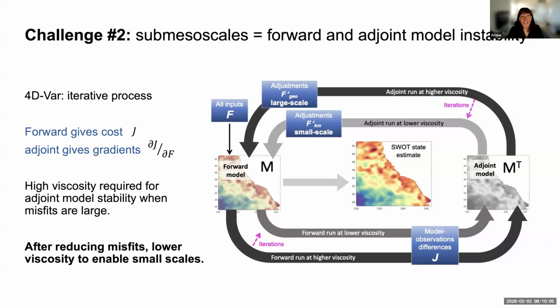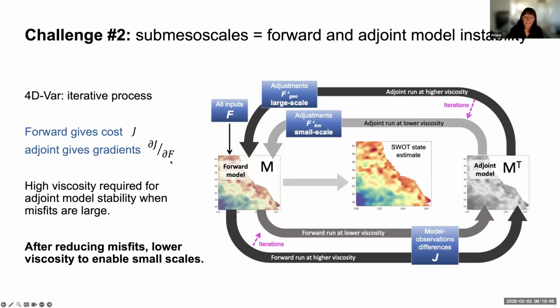Okay. The second challenge is that when we start thinking about small scales, submesoscales, we run into issues with the stability of both the forward model and the adjoint model. So 4D-Var is an iterative method. We run a forward model, we calculate the cost function, then we run the adjoint model, which gives us the sensitivity of this cost function to our control variables. So we have this gradient, how the cost function depends on the model inputs.